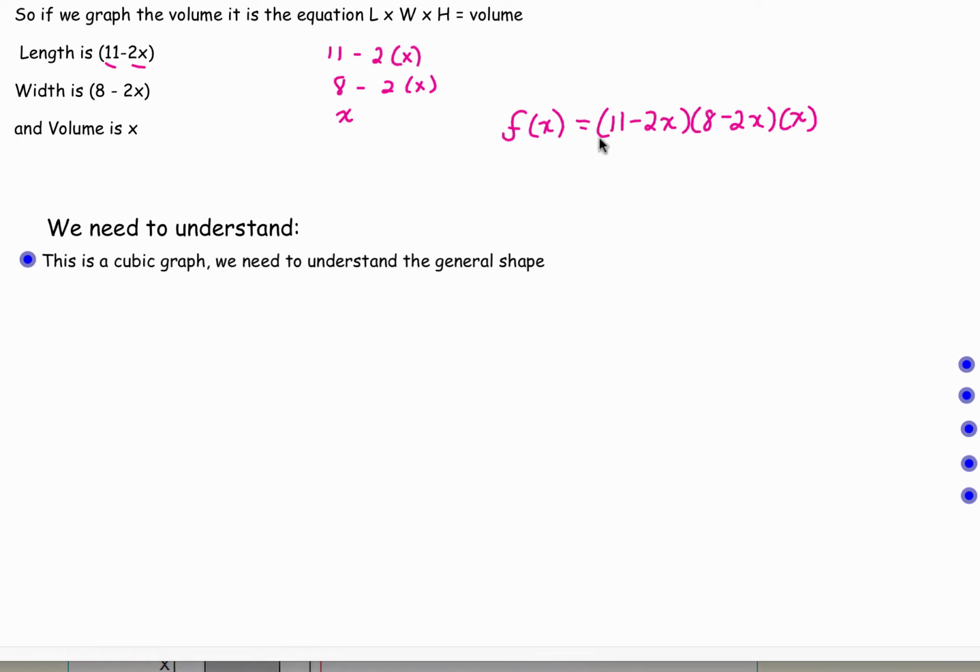We need to understand this is a cubic graph. We should see that right away. X times x times x is x cubed. So we know when we graph it, it's going to look as such. And we know it's going to be one tail down first, followed by one tail up, because if we multiplied our x's out, negative 2x times negative 2x is positive 4x squared, times another x is 4x cubed. So we know our leading coefficient is positive, so this is indeed how our graph is going to look.